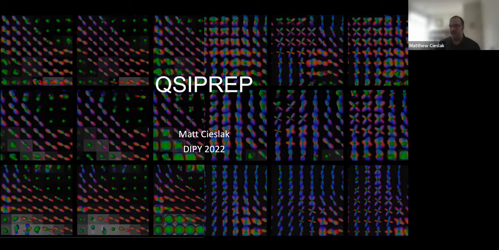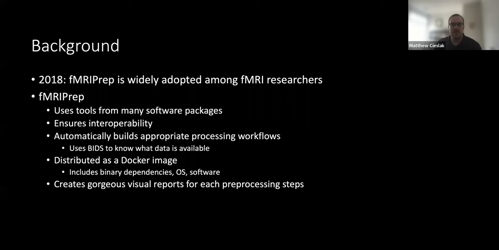Hi, everyone. I'm going to be talking about QSIPrep, which is some software our group's been working on for a couple of years now. I'm going to start off with some background: the development began in 2018, back when fMRIPrep was starting to be widely adopted among fMRI researchers.